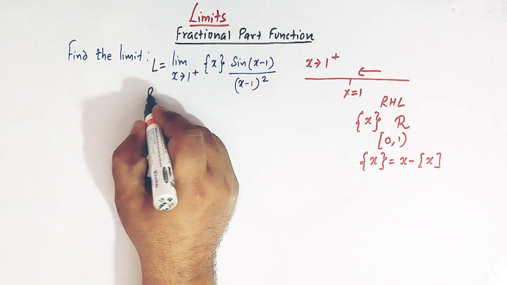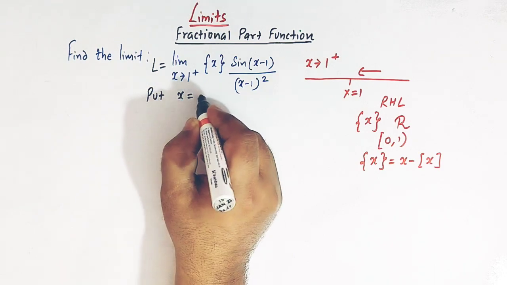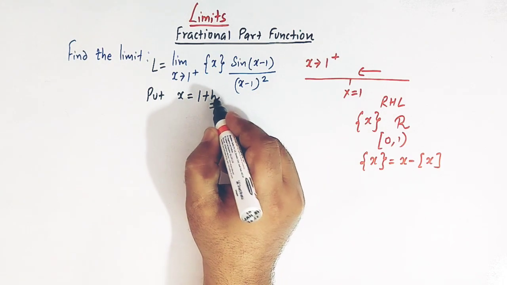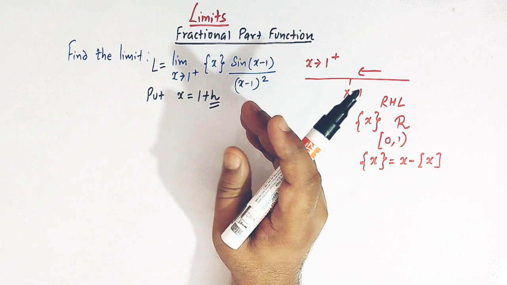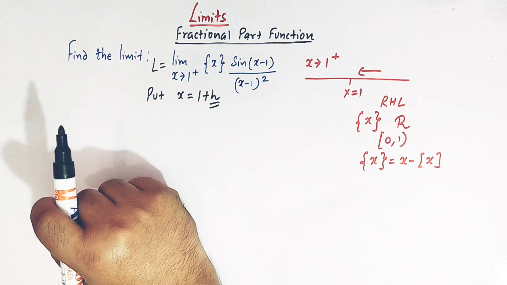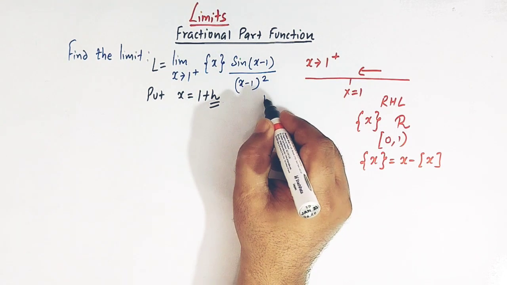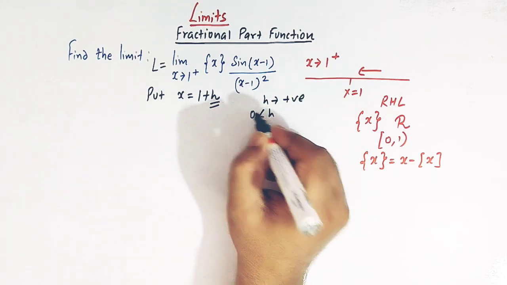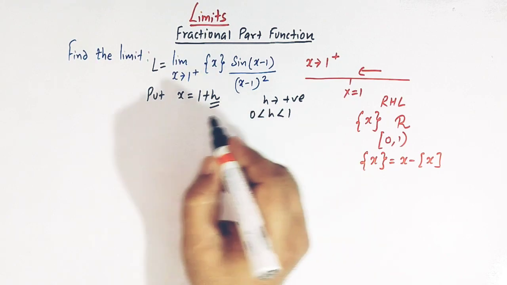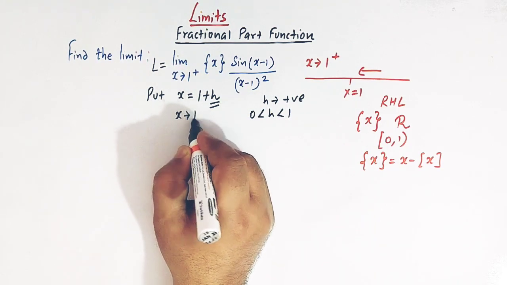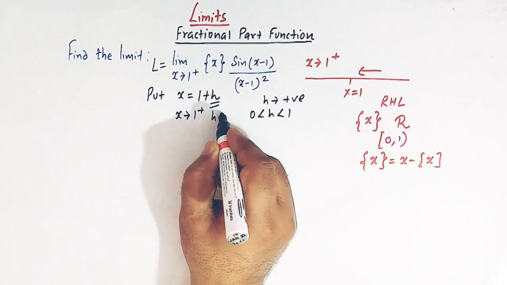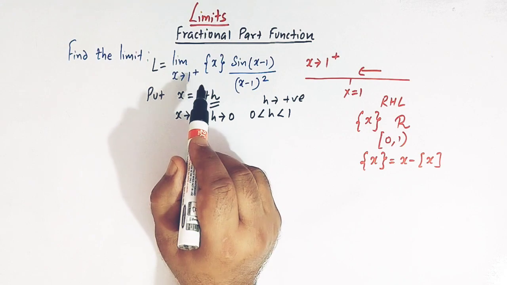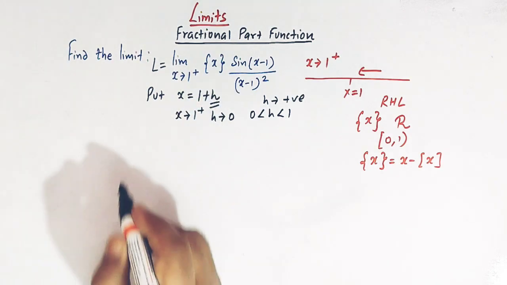So we'll take x is equal to 1 plus h, right? Where we have introduced this quantity h as an infinitesimally very small quantity, right? And h is a positive quantity, and it lies between 0 and 1, right? So when x tends to 1, then obviously h tends to 0, right? So now we'll transform this limit in terms of h, right?